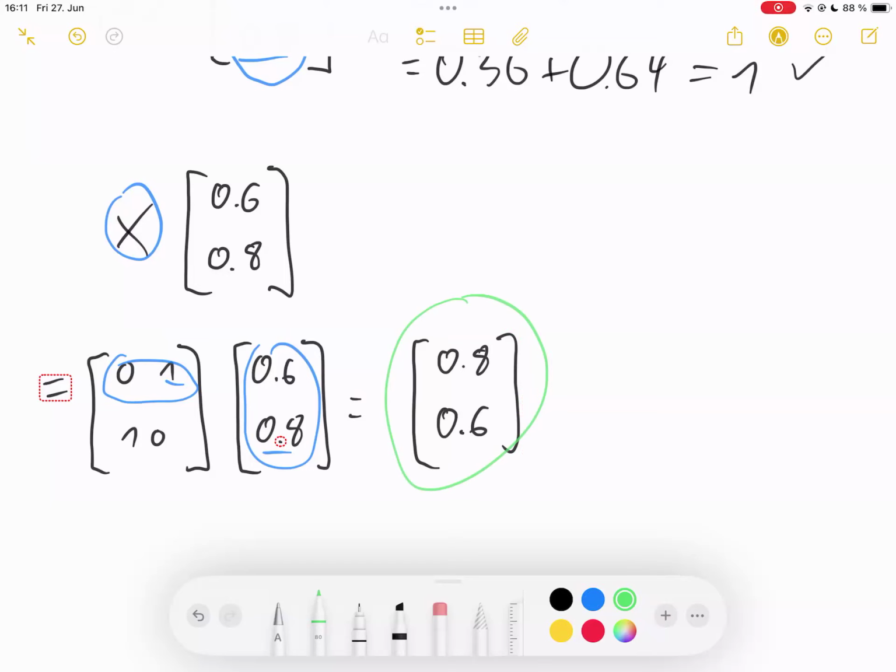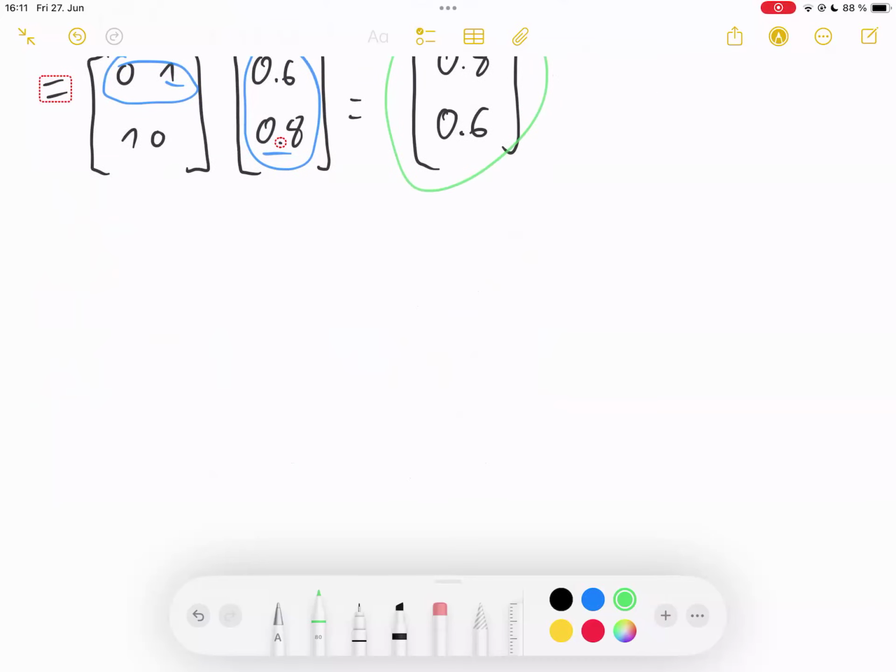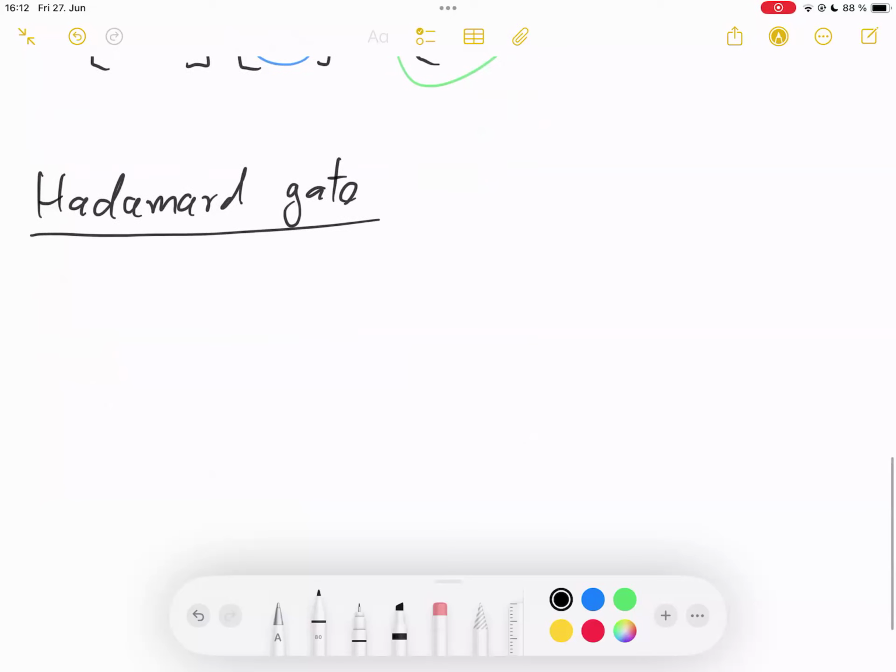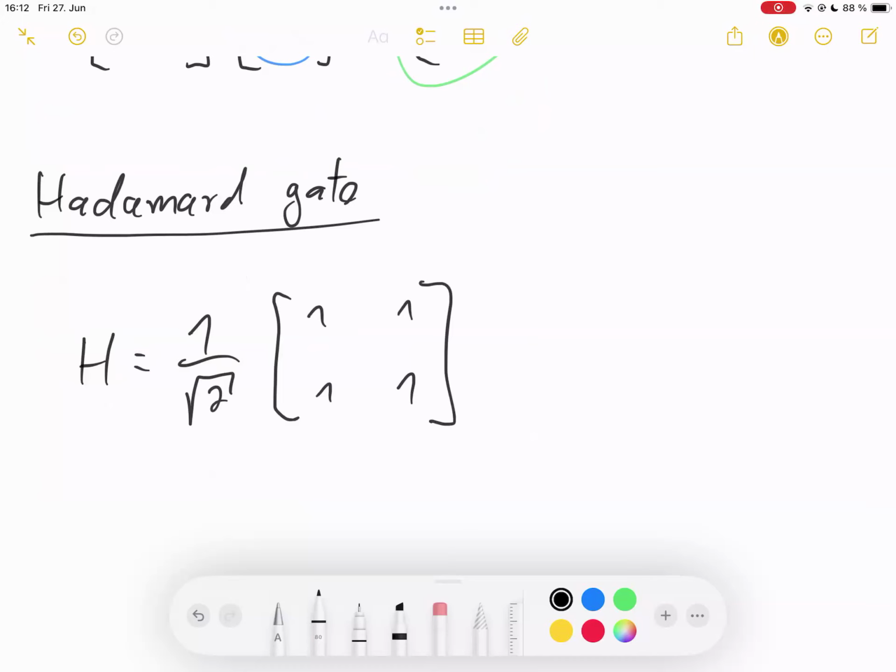There are more fundamental operations. One that is very famous is the so-called Hadamard gate. And the Hadamard gate looks something like this. We will not discuss this today in detail because it's just an overview today in the last lecture. But this Hadamard gate is actually a gate that creates a superposition.